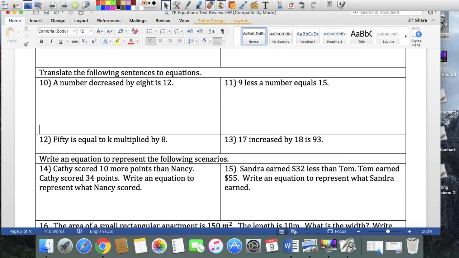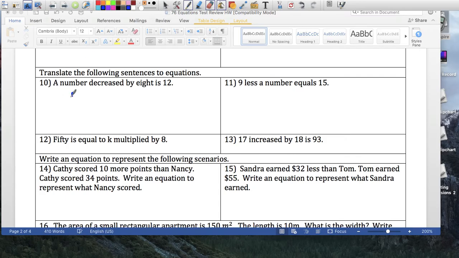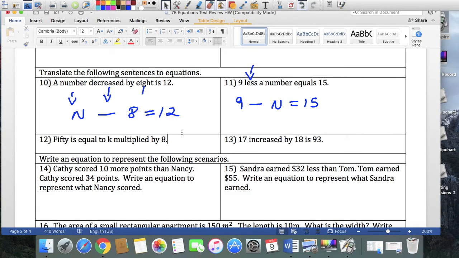Translate these to equations. A number n decreased by 8 is 12. N minus 8 equals 12. So just do it right under it. It really makes life very simple. 9 less than a number is 9. Less means minus. N minus 9 equals 15. This is not a turnaround because this is just less. If it said less than, then you would do a turnaround. But it's not.